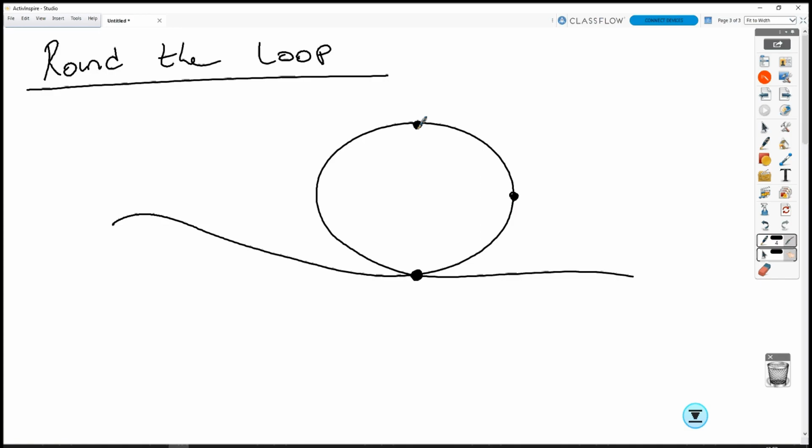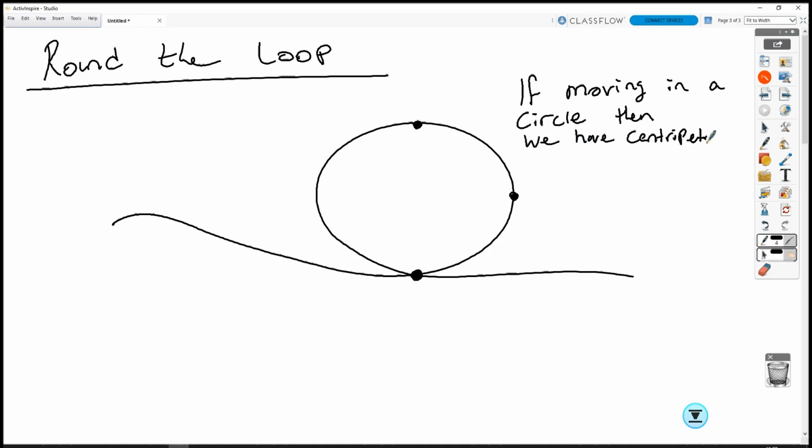If we're moving in a circle, then we have centripetal force. And centripetal force means it points towards the center of the circle. So in each case, the resultant force must point towards the center of the circle. Yeah? So let's look at the bottom.